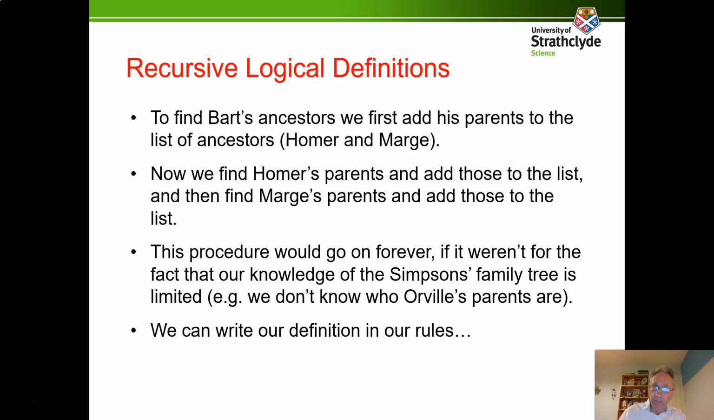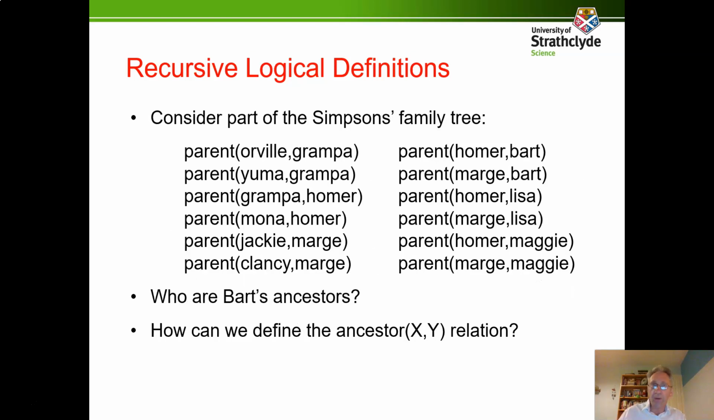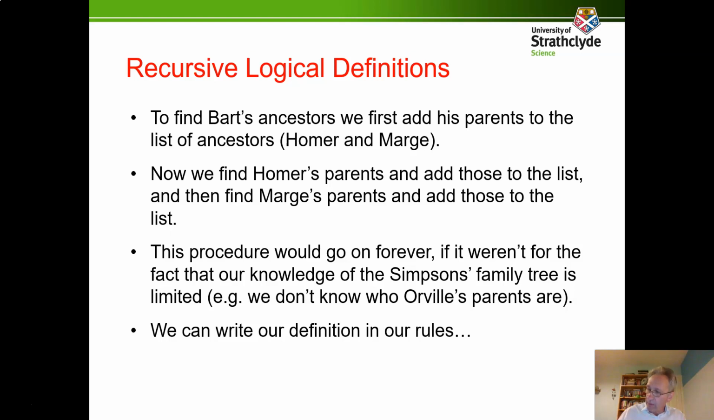Great. Okay, so now I'll write down Marge's parents and add those. That's Jackie and Clancy. Then I'll see, do I know Grandpa's parents? I do. That's Orville and Yuma. And then that would go on forever if it wasn't for the fact that we don't know any more parents. So I don't know who Mona's parents are. I don't know who Jackie's parents are, Clancy's parents, Orville and Yuma. In the extended tree, I think those are known. But that's all I know. So I know Homer, Marge, Grandpa, Mona, Jackie, Clancy, Orville and Yuma. That's the full list of Bart's ancestors, as far as I know.